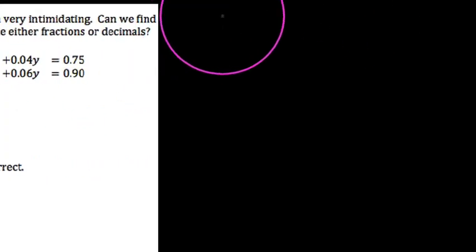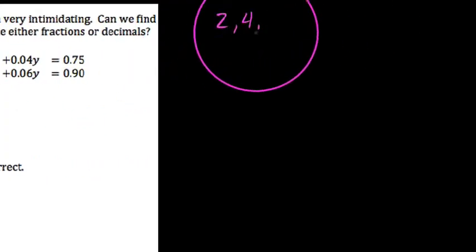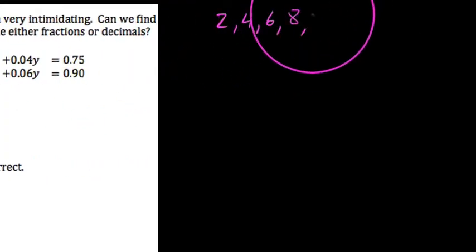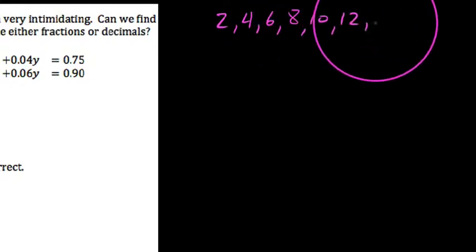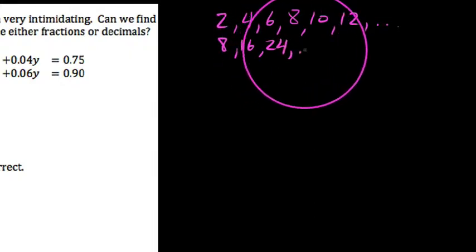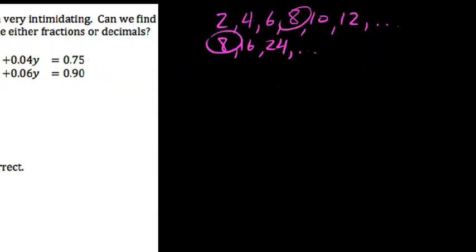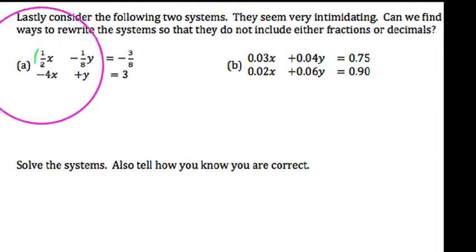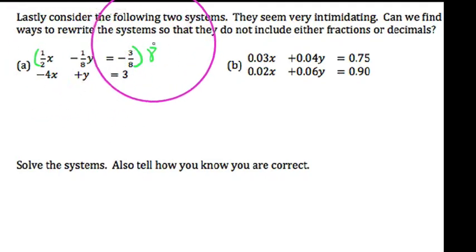Between 2 and 8, the least common denominator would be the least common multiple of these numbers. So I could write out the multiples of 2, and I could write out the multiples of 8: 8, 16, 24, and so on. I notice that 8 is the first one they have in common. We are going to take everything in this equation times 8.